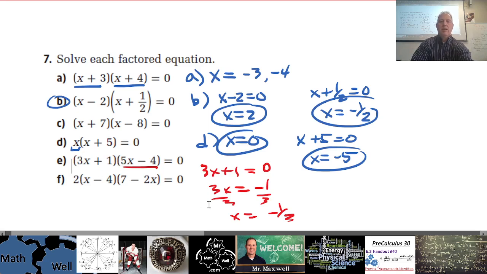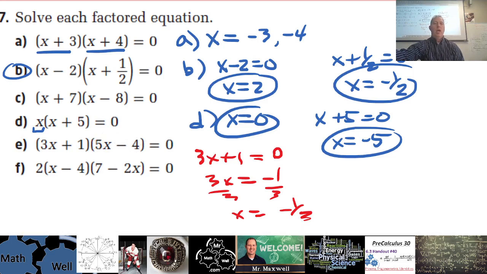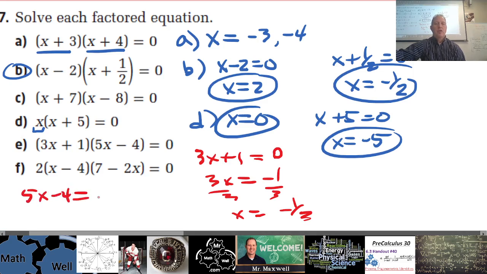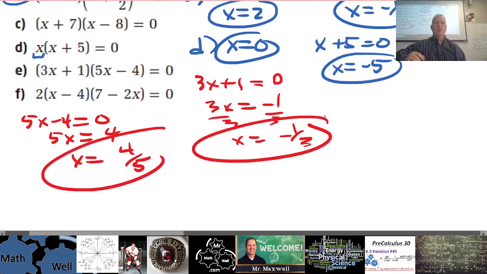Once again, in order to get this solution, negative 1/3 is the solution for this. Likewise, with this one, positive 4 divided by 5 is the answer. I'll do it the long way. 5x equals 4, divided by 5 both sides, you get x equals positive 4/5. And that's where they come from. So there's your solution, another solution.